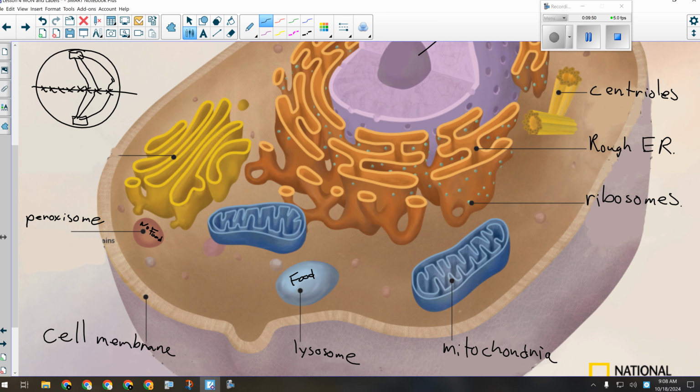Endocytosis: endo meaning in, cytosis meaning cell, into the cell. Exocytosis: exo means out, cytosis means cell, out of the cell. What's the one out of the cell? Exo. Okay, what's the yellow thing? Golgi apparatus, right.